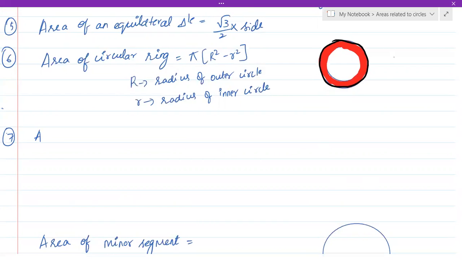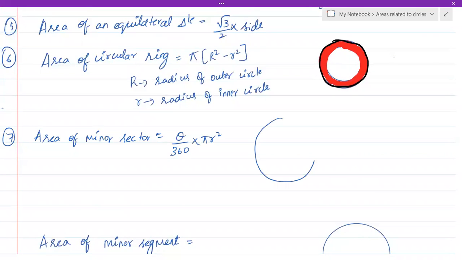Okay, area of minor sector. Area of minor sector is actually given by a formula: theta by 360 into pi r square. Okay. Now let's say you got a circle.